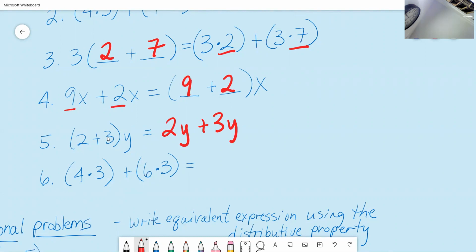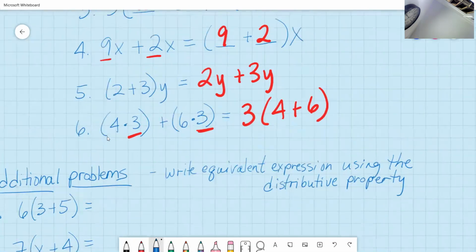And then they have us factoring in number 6. So we're using the distributive property backwards. You have a common factor in both of these. You have the number 3. So this is 3 times 4 plus 6. Okay. Hopefully so.